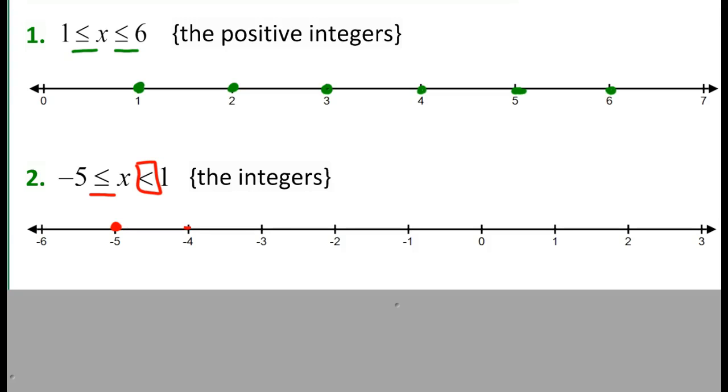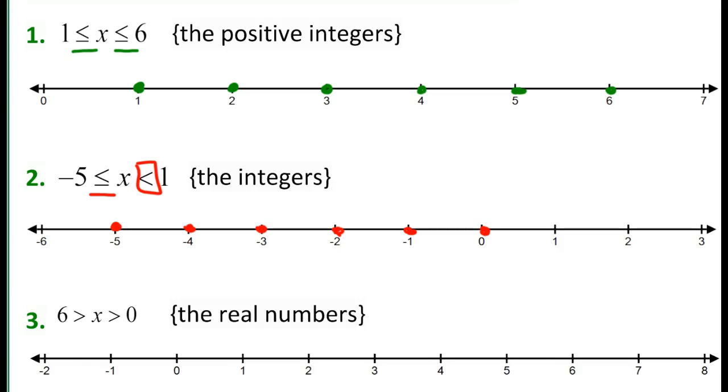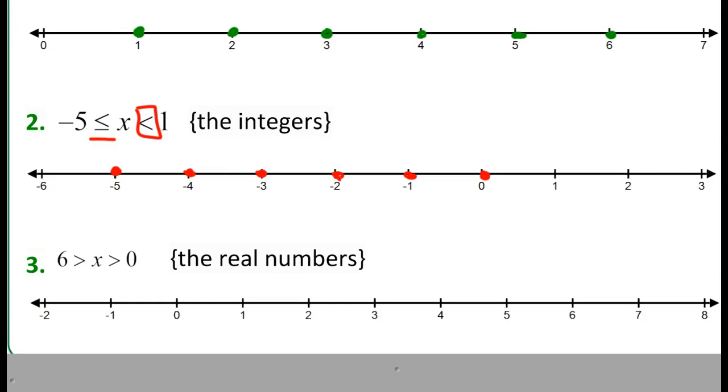It's going to get a dot, -4, -3, -2, -1, and 0. But it said it had to be less than 1, but not less than or equal to, so we don't put a dot there. Now, the only other situation we need to look at would be number 3 here, and they want me to graph the real numbers between 6 and 0. Now remember, we said real numbers are all the numbers. It includes fractions, it includes decimals. And the other thing you're going to see here is it only says less than, the signs do not have the line underneath. So that means we don't include 6 and 0.